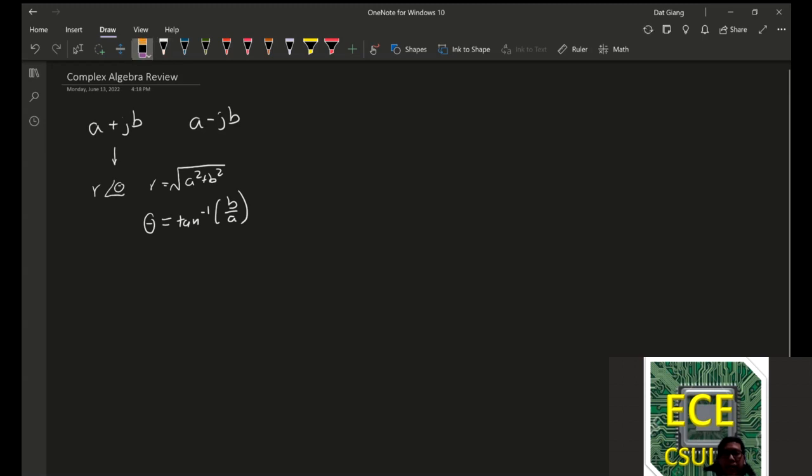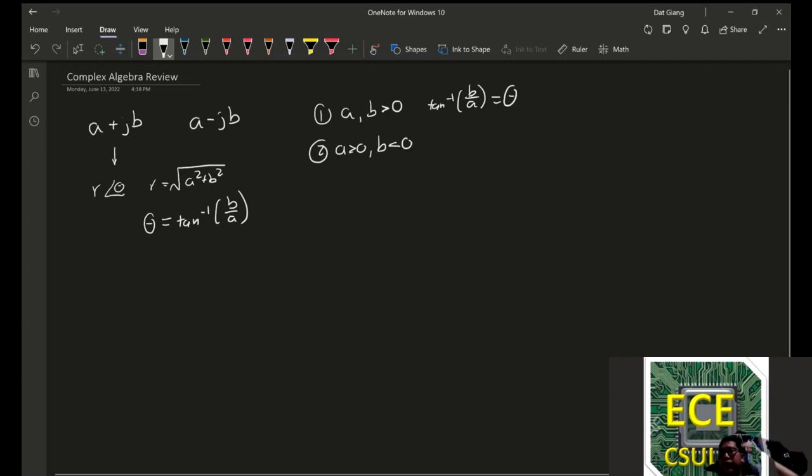First, case 1, A and B are both positive. Then the tangent inverse is just equal to theta. So that's okay. If A is greater than 0 but B is less than 0, then we have to... actually, let's talk about this case first. If A is less than 0 and B is greater than 0, then we have to take the tangent inverse.